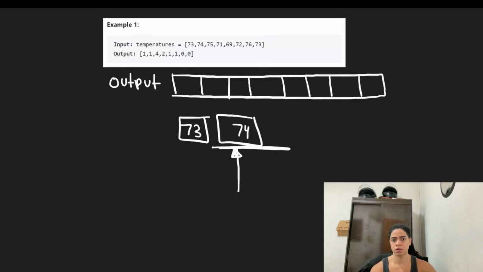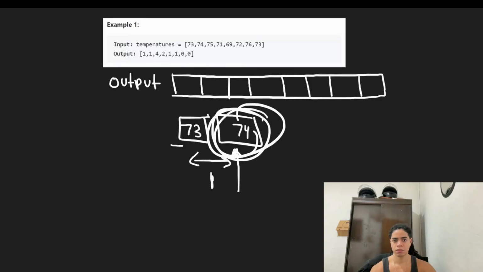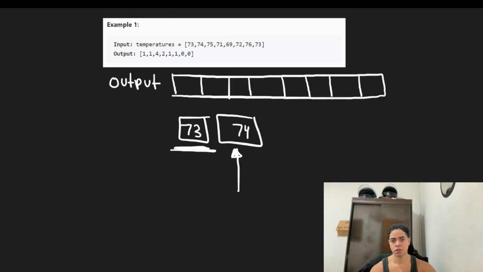So this temperature is greater than it, right? So we can keep track of what index this occurred at and what index we're at right now, and say, okay, the difference between these indexes was 1. We clearly found the first temperature greater than the 73. So then what are we going to do with our stack? Well, then we don't have to remember this anymore, right? We're going to put a 1 in the output, and we can pop this from our stack, so we're going to do stack.pop. So this will be popped from the stack.